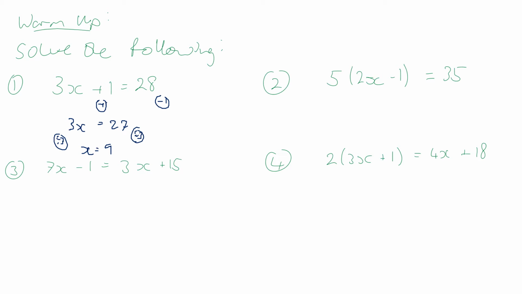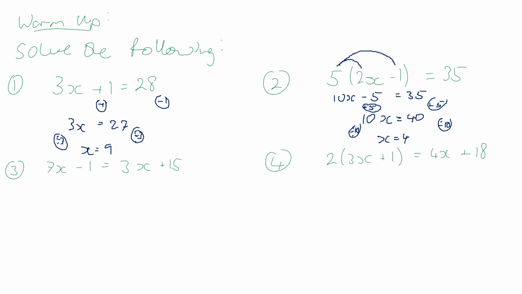Okay, for the next one we've got brackets. So the first thing that you need to do is expand those brackets, okay? That means we need to times everything inside by what's on the outside. So 5 times 2x, 10x. 5 times minus 1, minus 5 is equal to 35. Okay, the inverse of taking away 5, we need to add 5 both sides to get 10x is equal to 35 add 5, 40. Then divide by 10, we get x is equal to 4.